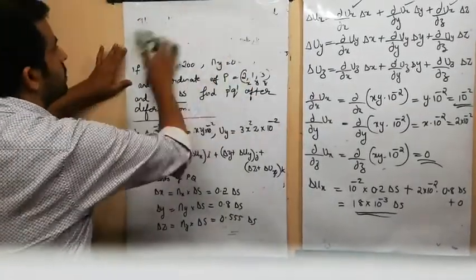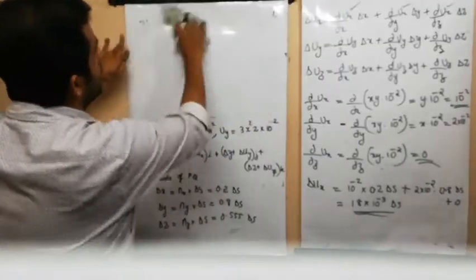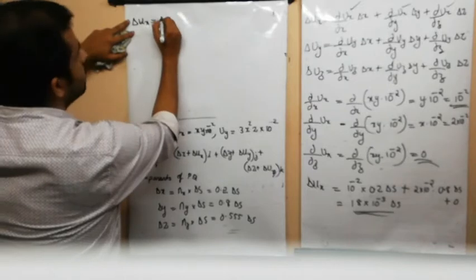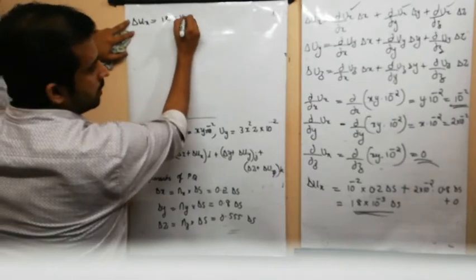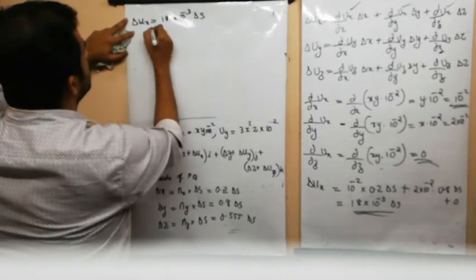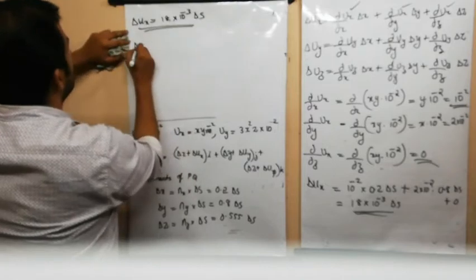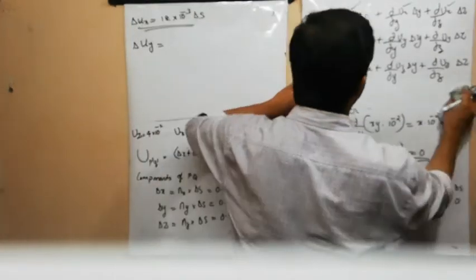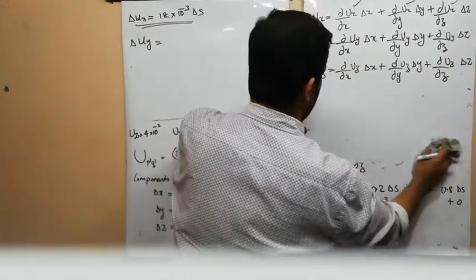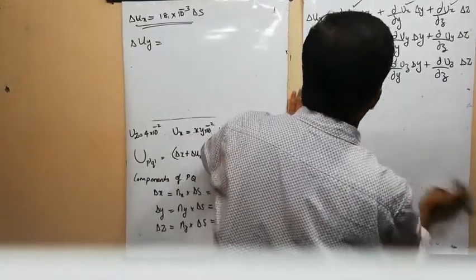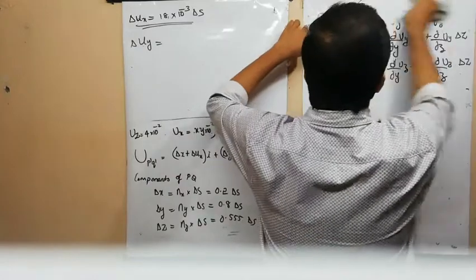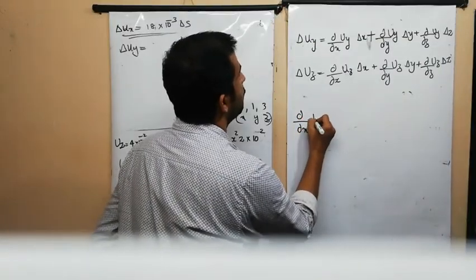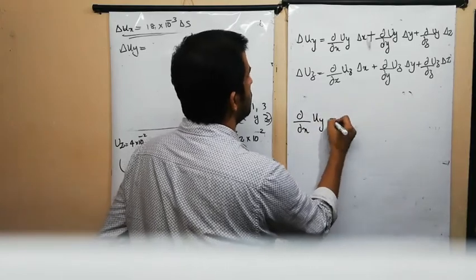Now I am writing this equation and writing delta ux here. Delta ux is equal to 18 into 10 power minus 3 delta s, let it be there. Now we can find delta uy, so I can rub all these things. Delta ux is finished.